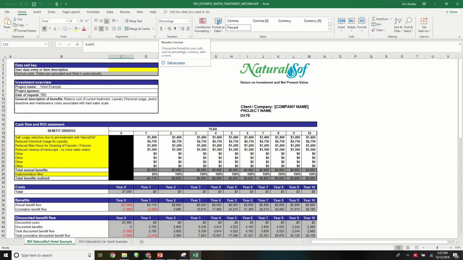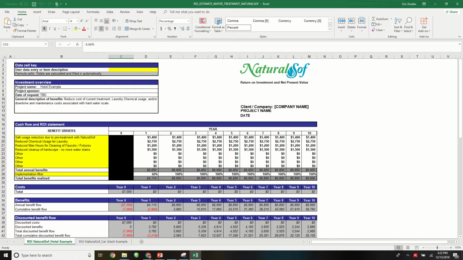How can I calculate my return on investment in a commercial application with NaturalSof? Glad you asked. We've made up a really simple to use ROI, return on investment, and NPV, net present value, Excel file for you to just plug in some information and you can generate just that data, what your return on investment will be and your net present value.